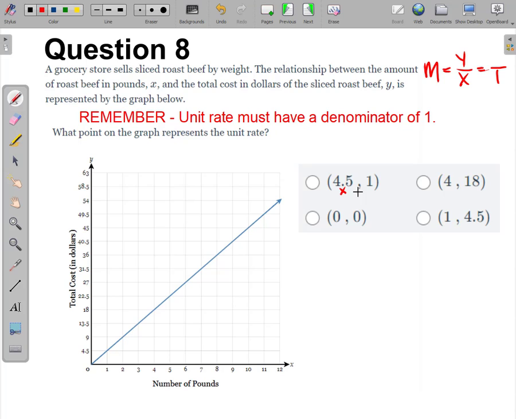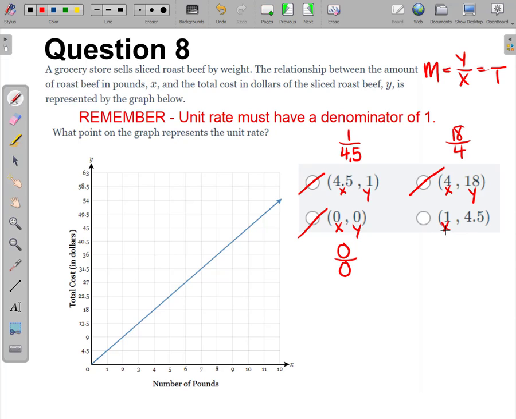So again, this is X and this is Y. So this would be 1 over 4.5. That is not a unit rate. Next one, again, X before Y alphabetically, so that would be 18 over 4. And again, that does not have a denominator of 1, so that is wrong. Over here, this would simplify. There's X, there's Y, although you can't really screw up the order, right? Because 0 over 0. That is wrong, so by default, it has to be this one right here.